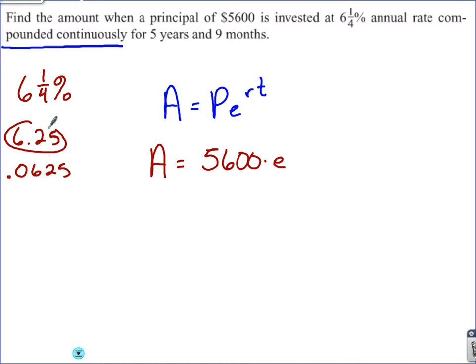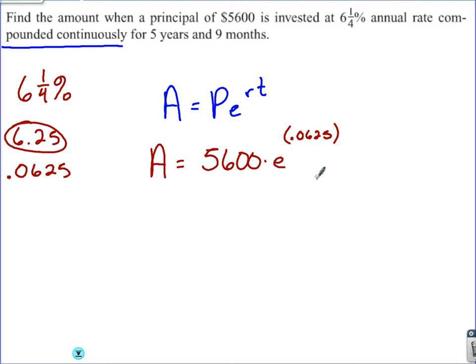If you plug this in, you're going to get a really high number, because that's saying you're getting 625% interest. You're probably not going to get that. Okay, that's pretty high. So if you get just an unreasonable answer, more than likely something like that happened. So you've got e raised to the 0.0625 times 9 months. There's another issue.